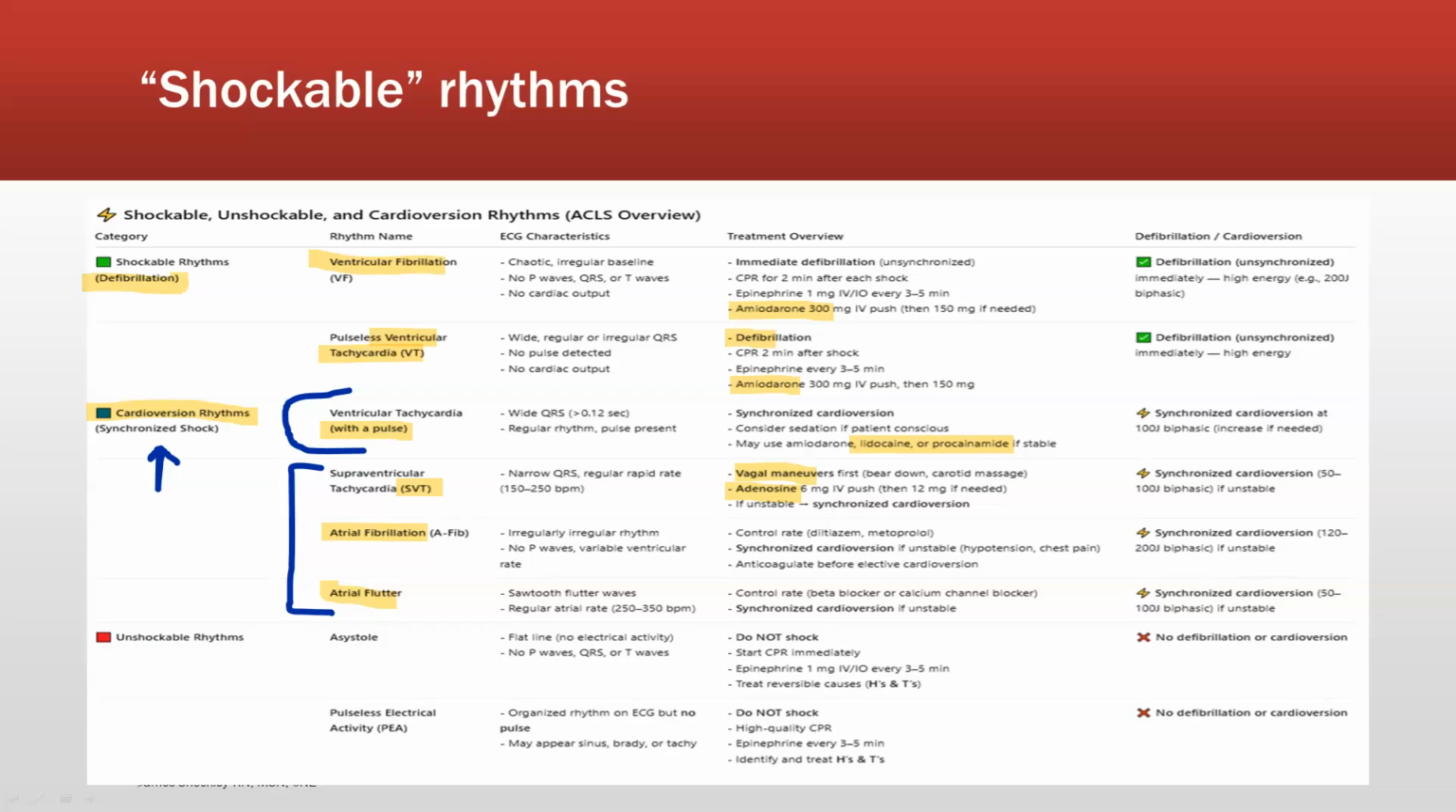And then we have our unshockable rhythms, which basically means I can't do anything until I get some sort of rhythm back. So, of course, asystole, regardless of what ER or Grey's Anatomy or any of those other, not so high-speed medical shows tell you, you cannot shock asystole. No flat lines. Flat lines means no shock. And there we go. You will start CPR.